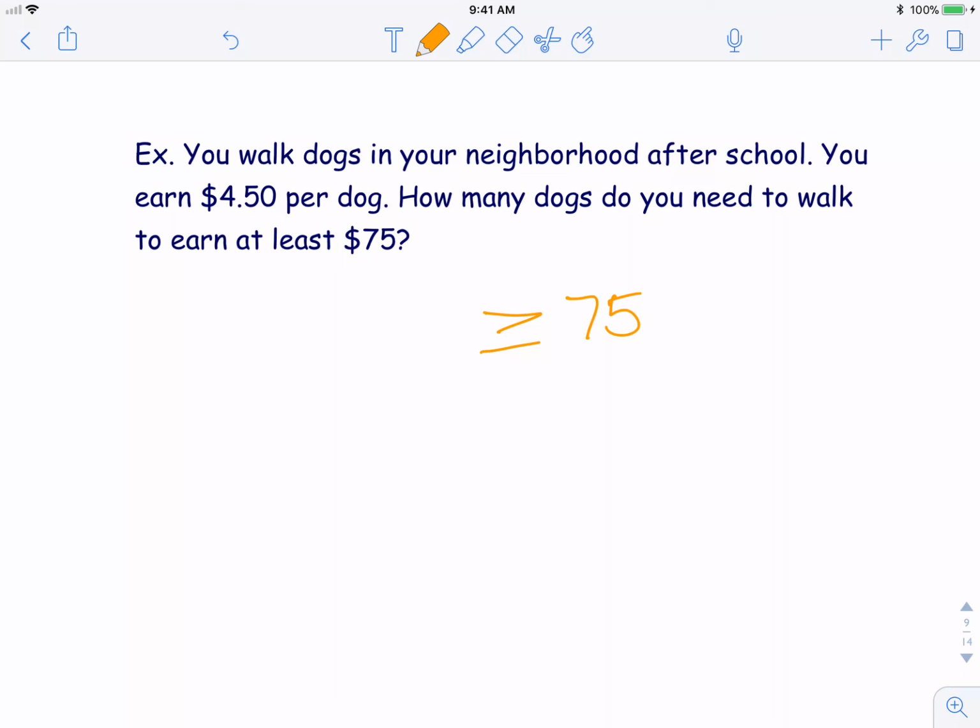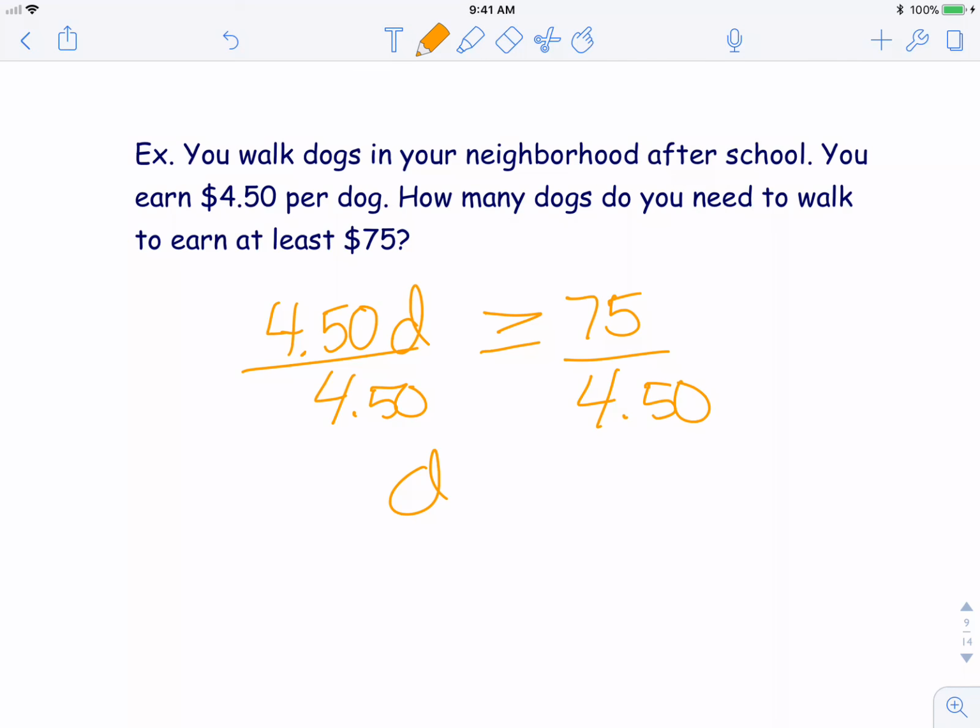Well, if I'm earning $4.50 per dog, that means I take $4.50 times each dog I walk. So I'm going to show that per amount by doing that multiplication. Then the opposite of multiplying by $4.50 is dividing both sides by 4.5. This will result in D being greater than or equal to 16.6.